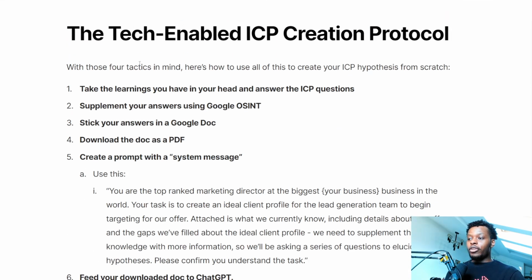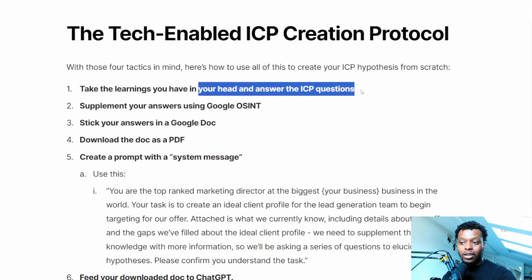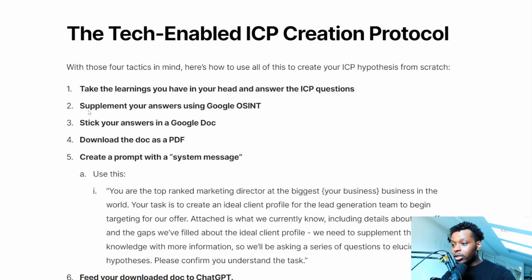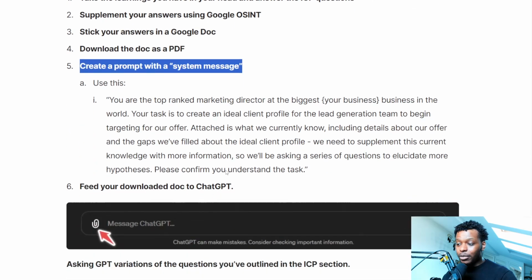So with those tactics in mind, let's say you're making an ICP from scratch. Here's how to use everything that we've just spoken about to create your ICP hypothesis. Number one, take the learnings in your head, answer the ICP questions above, supplement your answers using OSINT, stick your answers into a Google Doc, download the doc as a PDF, and create a prompt with this system message.